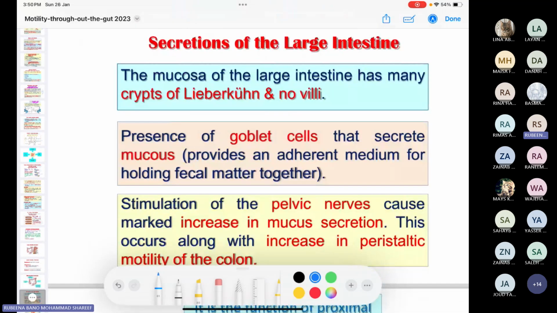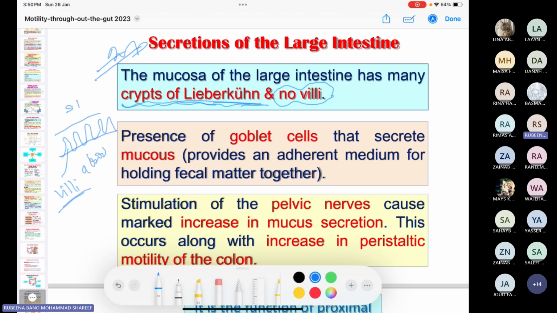Secretions of the large intestine. So it has got crypts of Lieberkühn. See, this one is very, very important. They are present in the large intestine, and here there are no villi. In the small intestine, there are finger-like projections which are called villi. And these villi are responsible for absorption of nutrients, right? But in the large intestine, it is absent. So important from an exam point of view.